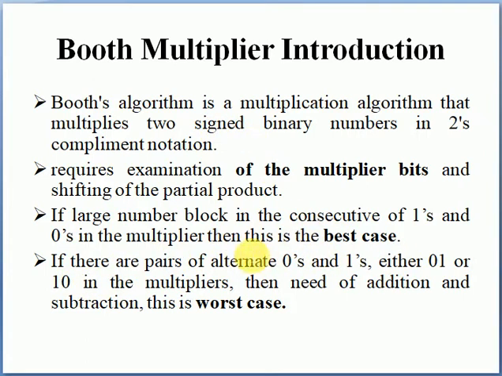If suppose there is no bit pair in the form of 1 1 and 0 0, then we have to apply the addition and subtraction method. That takes a long time to solve, with the additions and subtractions, so we can say this is the worst case for the Booth multiplier algorithm. Clear?